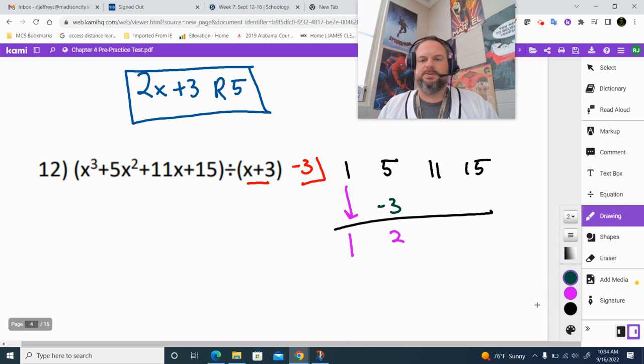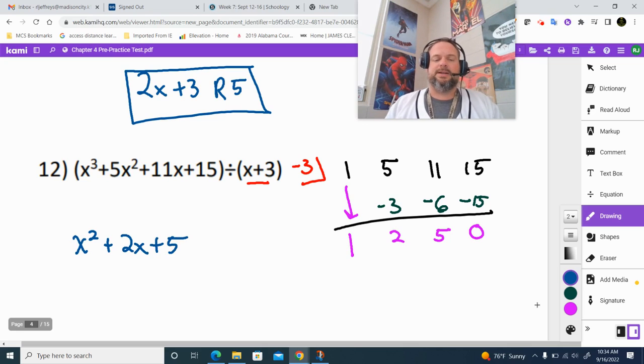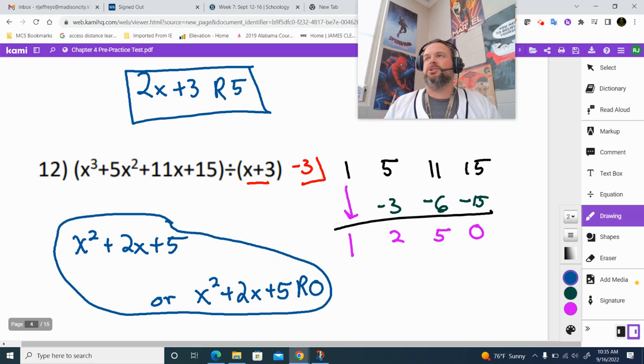Negative 3 times 2, negative 6, which gives us 5. Negative 3 times 5 is negative 15, which actually gives us a remainder of 0. Okay, so when we're writing this, you could write it a couple ways if you wanted to. You could write it like this or this way. You don't have to put the remainder 0. If you just do because that's how you learn, then you do that.